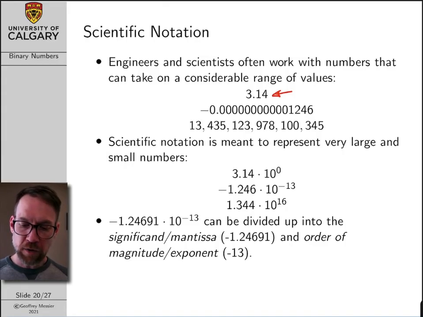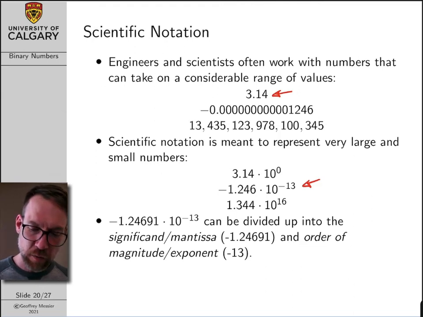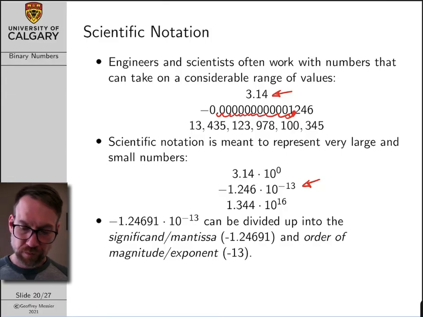However, for the second number, 0 point, a whole bunch of zeros, 1, 2, 4, 6, it becomes a lot more straightforward to write out. We write it as negative 1.246 times 10 to the minus 13. And the minus 13 indicates that we had to move the decimal point 1, 2, 3, 4, 5, 6, 7, 8, 9, 10, 11, 12, 13 places to put it between the 1 and the 2.